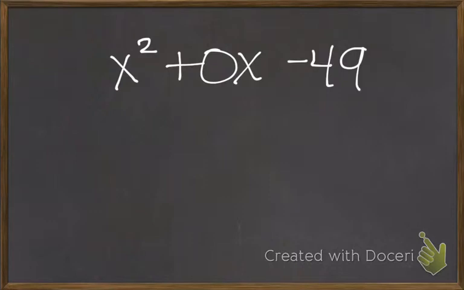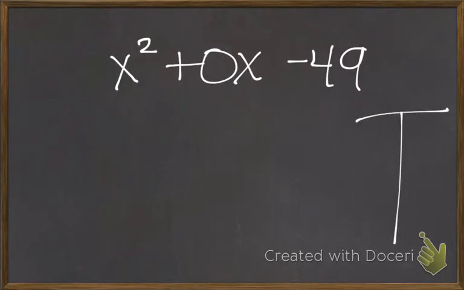But what we realize is that the middle term right here has a coefficient of 0. And normally we don't write those, but I'm going to start with this to help you understand why a difference of two squares works the way it does. So, if I have a middle term that's 0, I need to find two numbers that multiply to this negative 49, but add to 0.